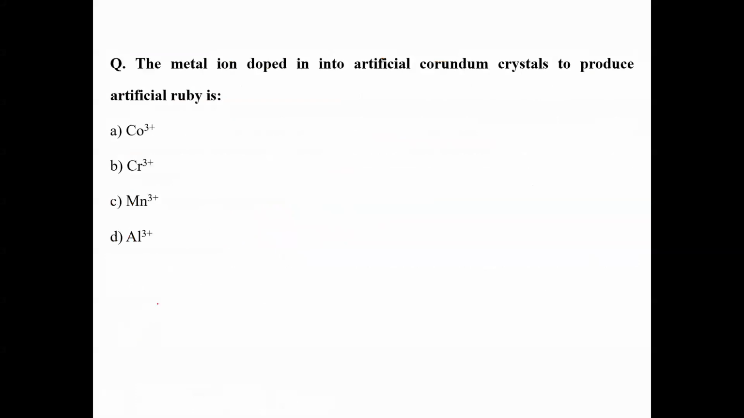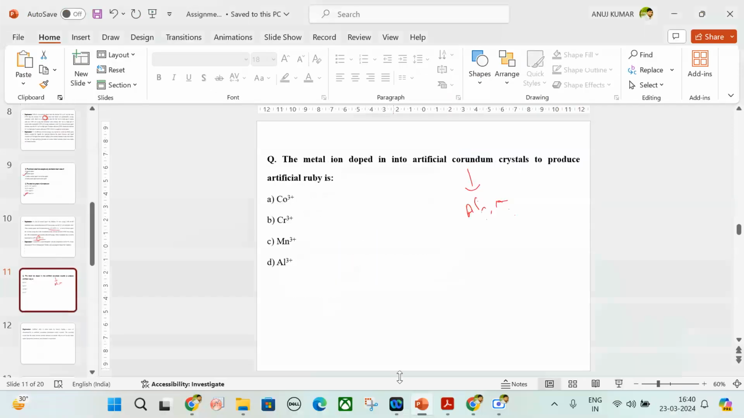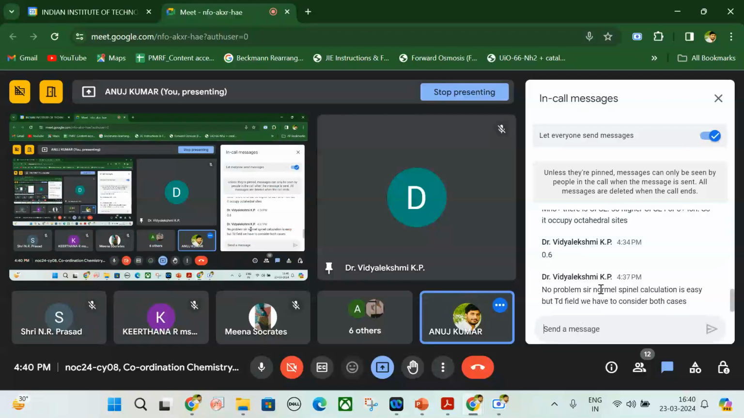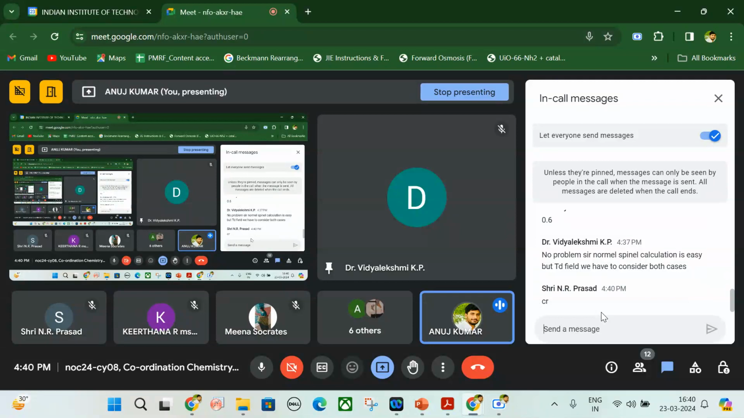Okay, so the next question is related to ruby. I think, sir, you have already discussed this twice, the ruby doping. Okay, so corundum is alumina, basically Al2O3. Just tell me which metal ion is doped into this. Okay, very simple question it is. Yes, chromium, no problem, sir.